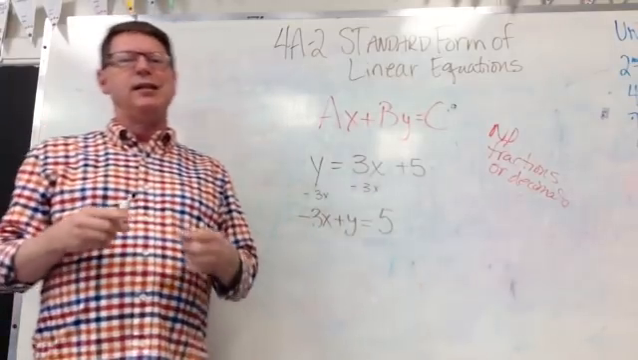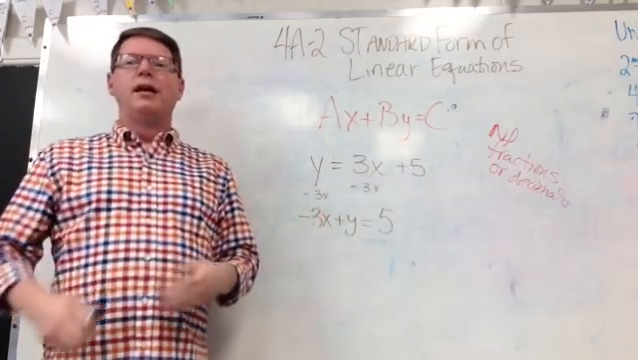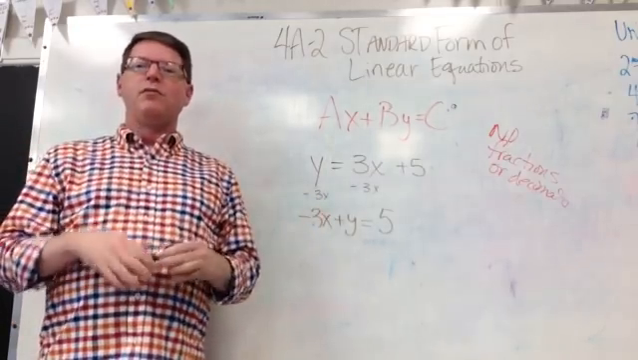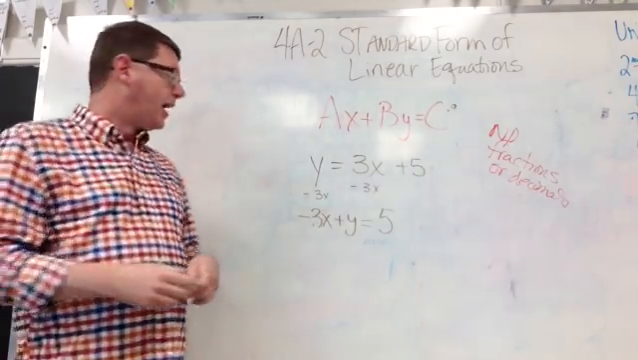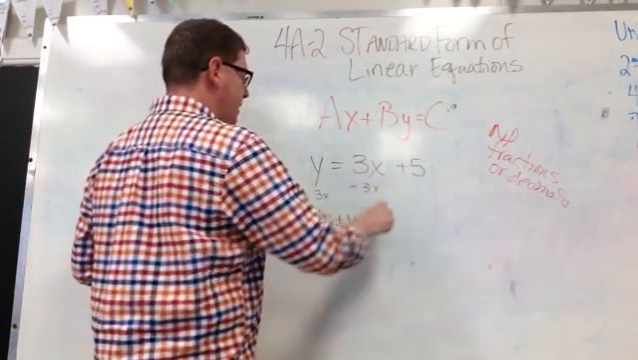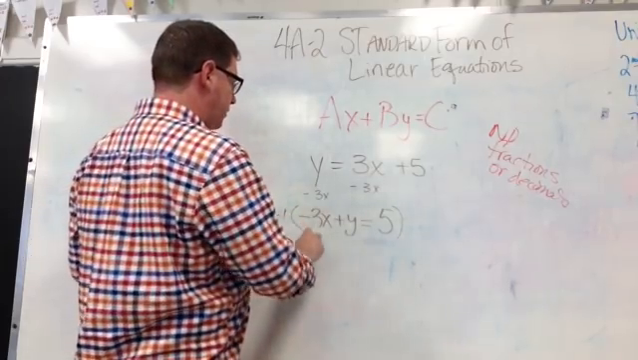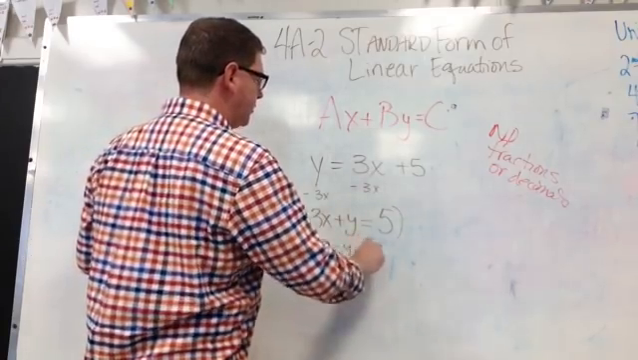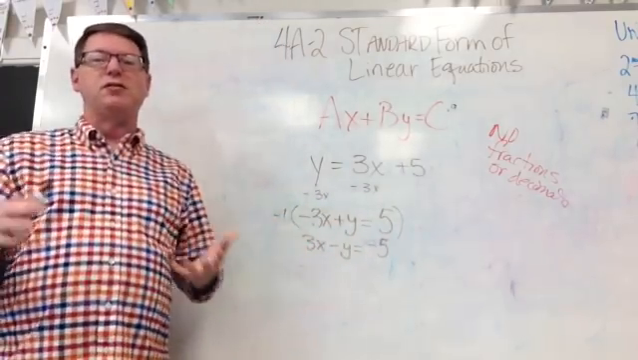Now you might look at that and say, that doesn't look very pretty because there's a big old negative in front of everything, and we just don't like negatives in front of everything. Well, you're right. So I might not want the negative there, and I could change that. I could multiply everything in the equation by negative 1, and that would give me 3x minus y equals negative 5. And so that really is officially the official standard form.